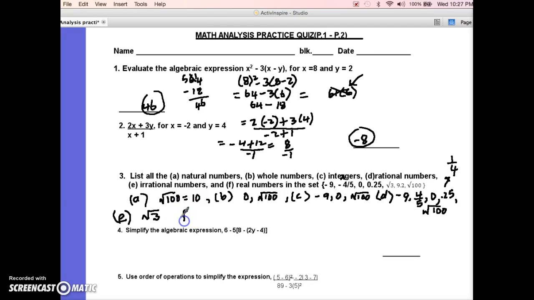It just goes all over the place. And then finally, the real numbers. Real numbers are just all of them. So I'm just going to put all integers, whole numbers, irrational numbers, rational numbers are real numbers, all of these.